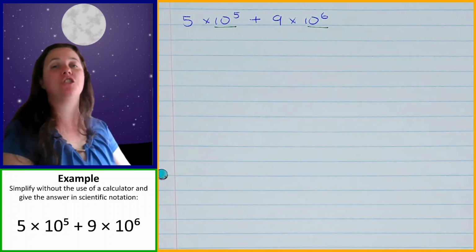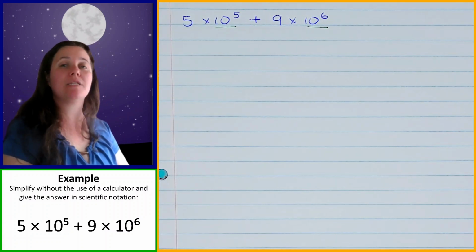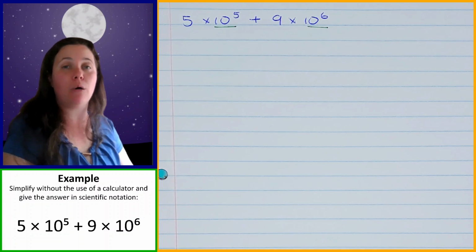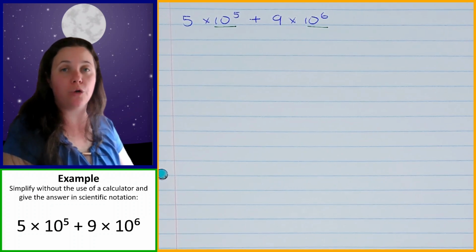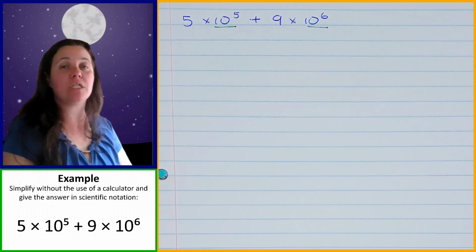Now my recommendation is always to try and make it the same as the one that has the higher power of 10, because a lot of the time that'll help you to avoid having to fix your scientific notation at the end. It won't always work, okay? There will be times when it won't work, but it will help you a lot of the time to avoid having to do that extra step of changing the scientific notation and fixing it at the end.